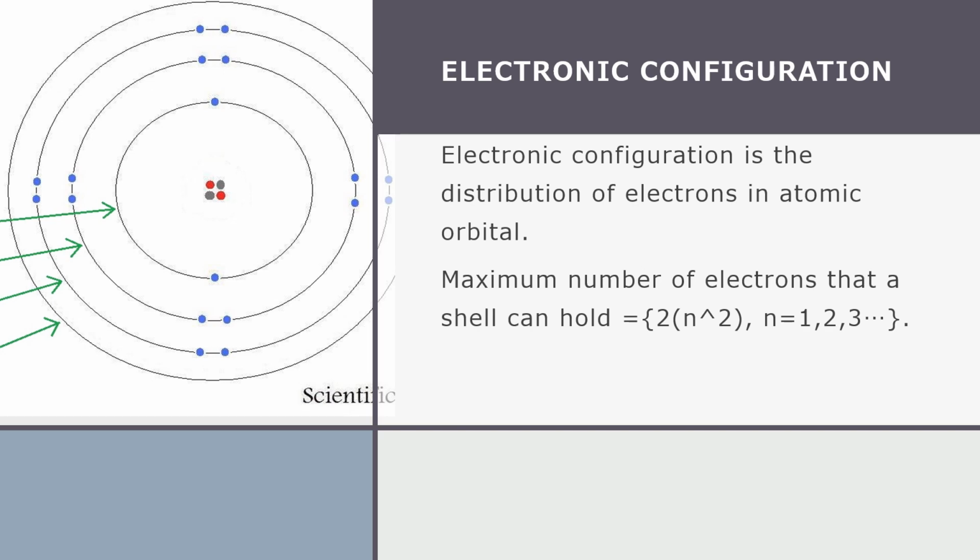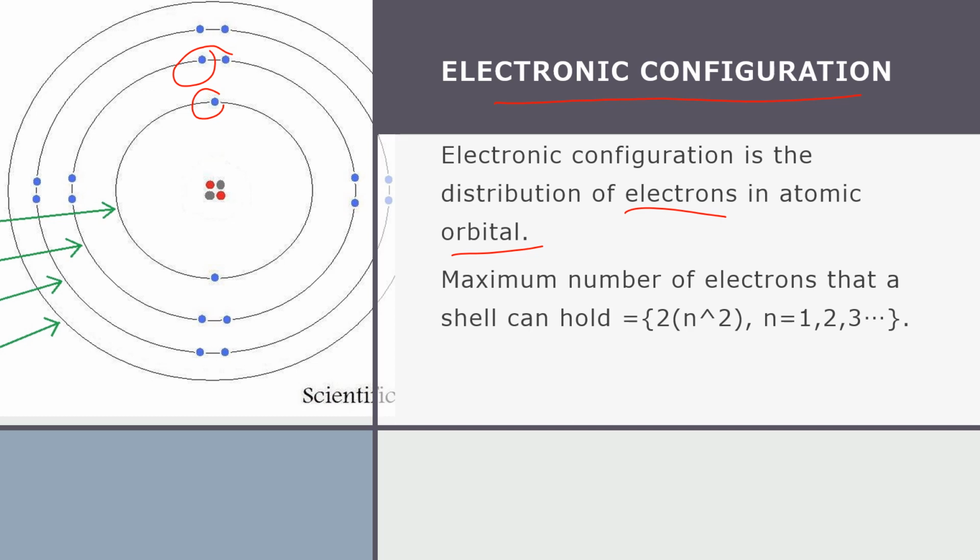Hello everyone, this is Nilima and in this video I am going to discuss electronic configuration: how to write the electronic configuration of an atom. What is electronic configuration? Electronic configuration is the distribution of electrons in atomic orbitals.